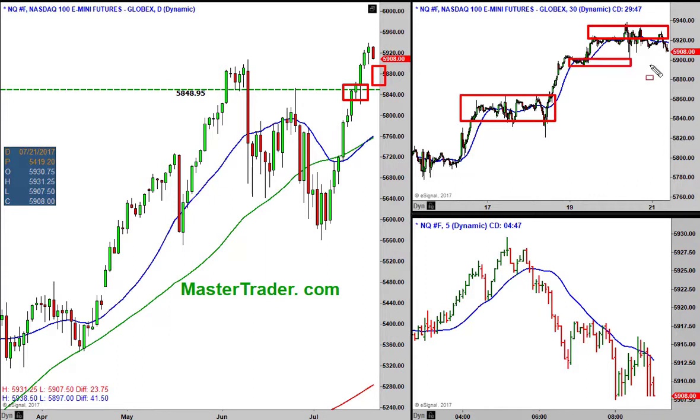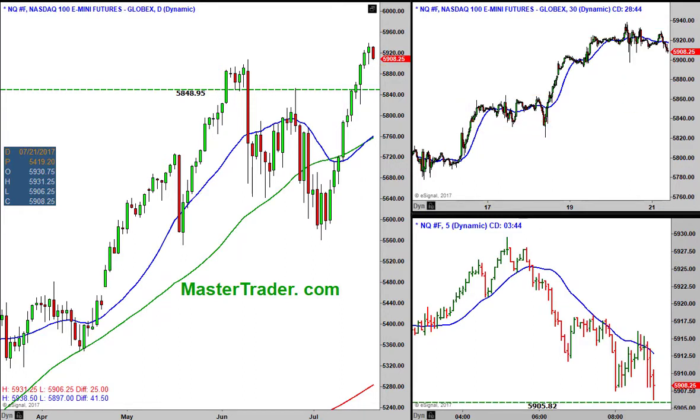And I do recognize that there's this little area right here around 5,900. It already tested it once, so maybe it goes through it. All right, so let's take a look at oil with the same concept.